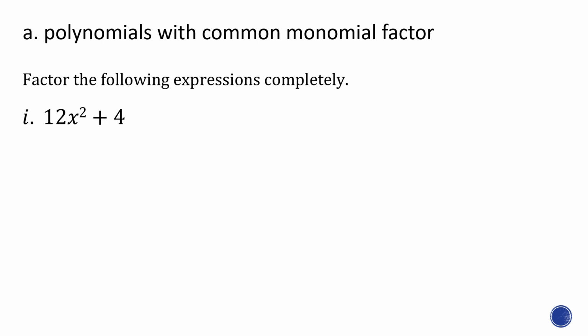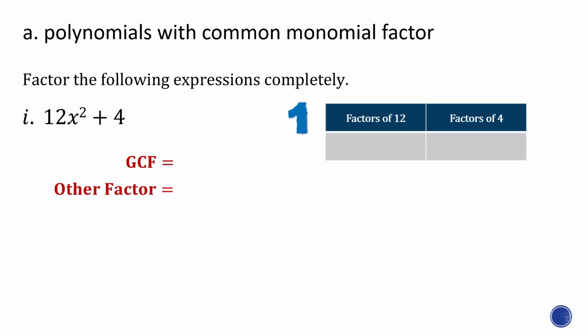There are two things we need to find here. The first one is what we call the GCF, or the greatest common factor, and then the other one is the other factor. So how do we find those two things? The first step is we need to find the factors of 12 and 4. They are what we call the numerical coefficient of x squared, and then the other one is a constant. So basically these are numbers.